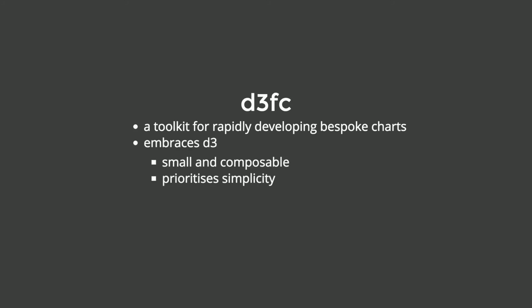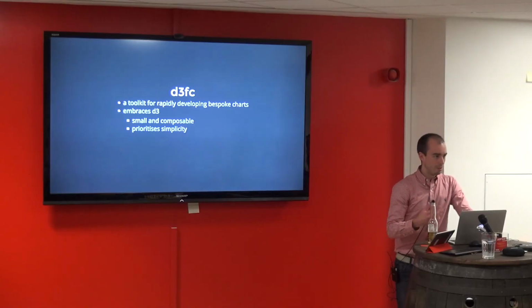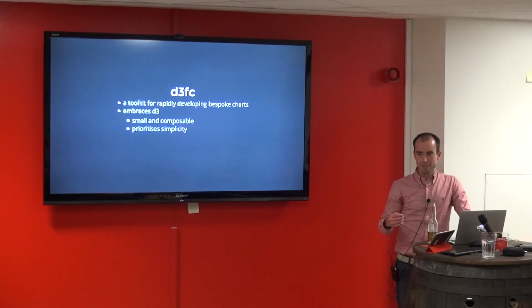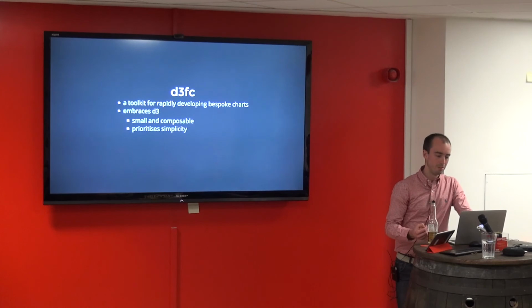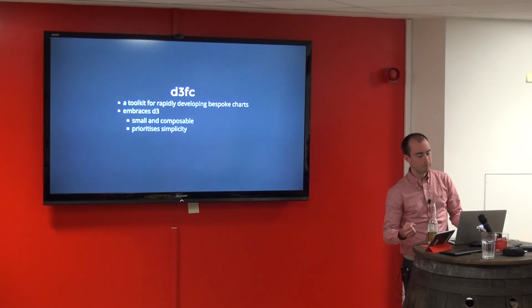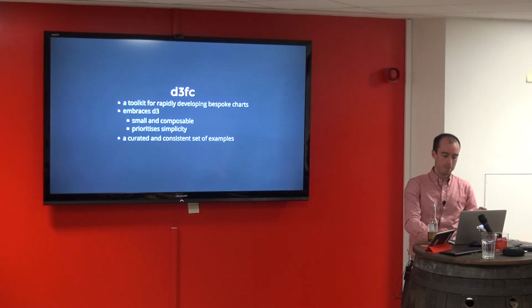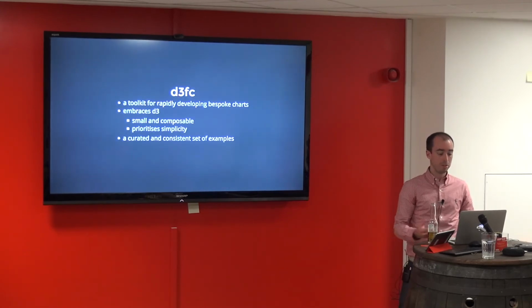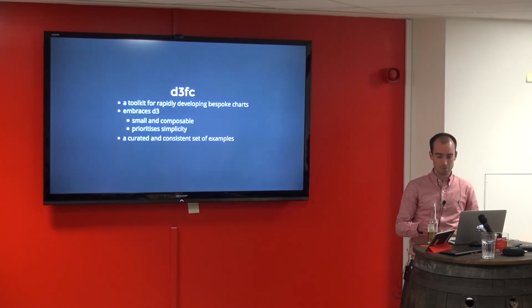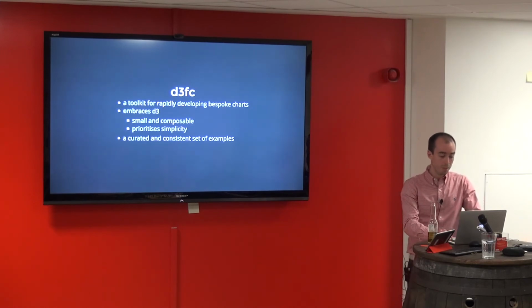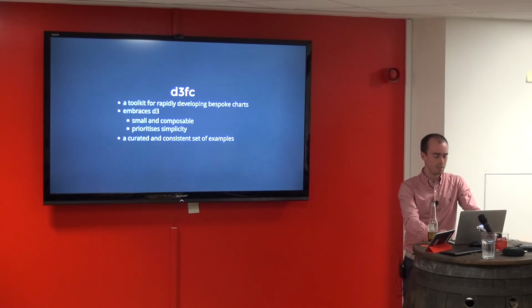So what we settled on was, well, we'll just embrace D3. We had a quick look around other charting libraries built on D3, and they all try and hide D3 and don't really follow its principles of small and composable and simplicity. So why don't we instead provide people with a curated and consistent set of examples? We try to write small snippets of code that would be useful for you if you were using them to build a chart. Because D3 doesn't actually give you a chart layout, which is a bit weird.